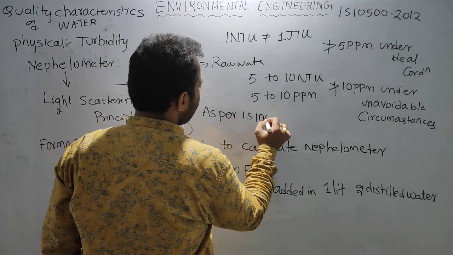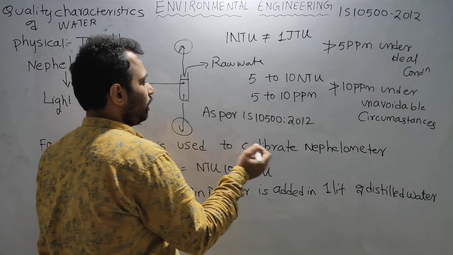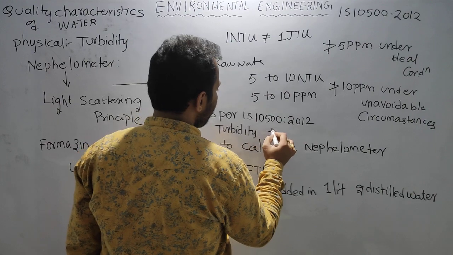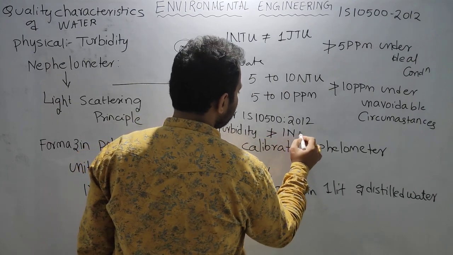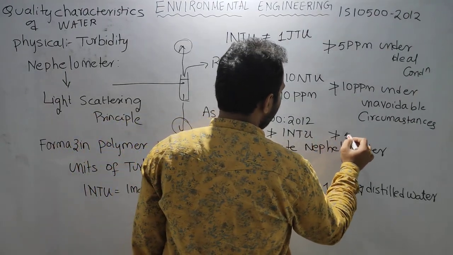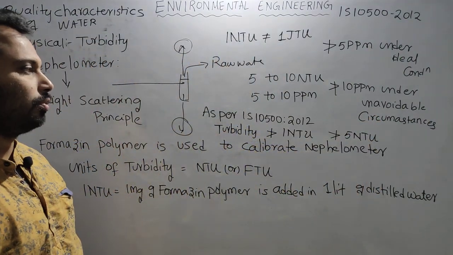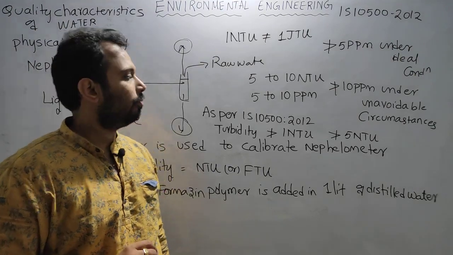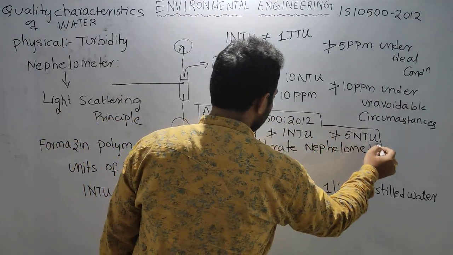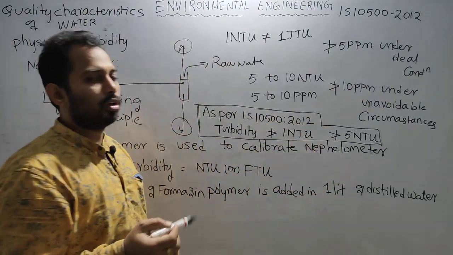As per this revision, IS 10500:2012, turbidity should not be greater than 1 NTU under ideal conditions. It should not be greater than 5 NTU under unavoidable circumstances where no proper source is available. So these are the limits as per the latest revision of IS 10500.